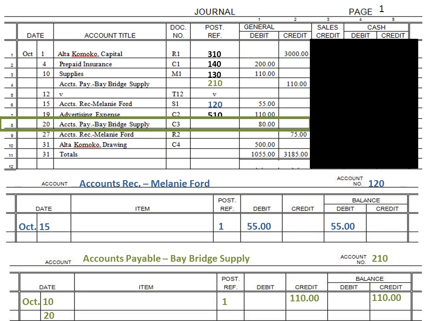Well, let's take a look at what happens in the transaction. We're going to put the date down there. Post reference is page 1. You're going to see it's a debit entry. Now we have a little interesting situation. We have a credit balance with a debit entry.